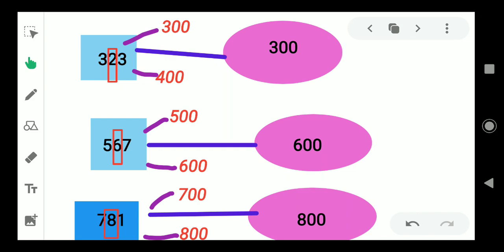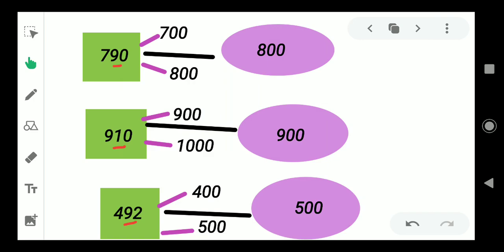781. Which are the two possibilities? Nearest hundreds multiples are 700 and 800. Second step, see the number in the tens place. Here it is 8. So should it round up or round down? It should round up. So the answer is 800.